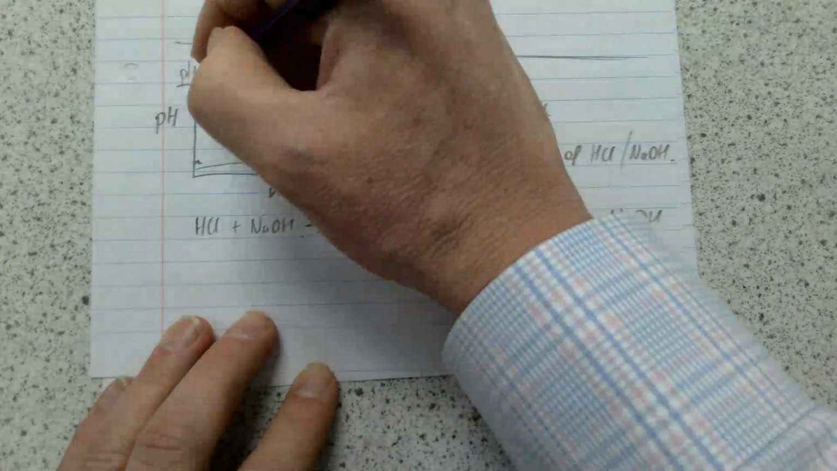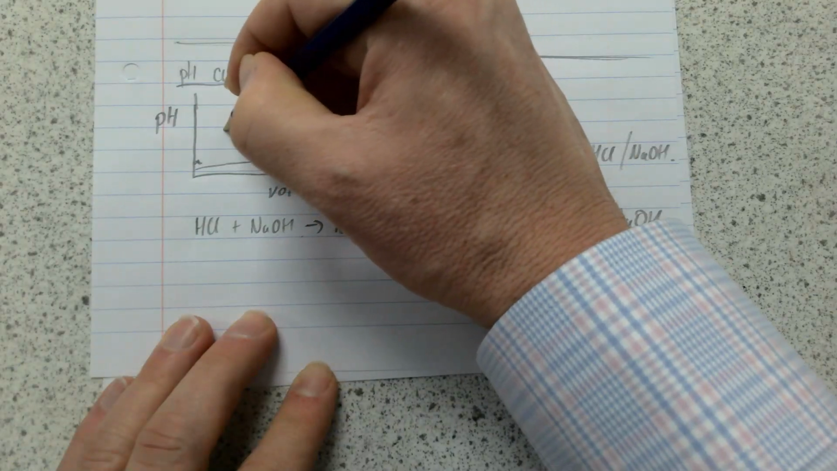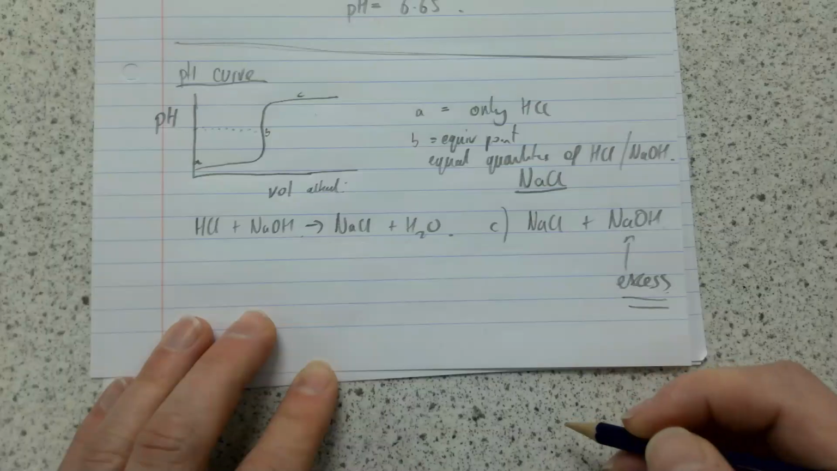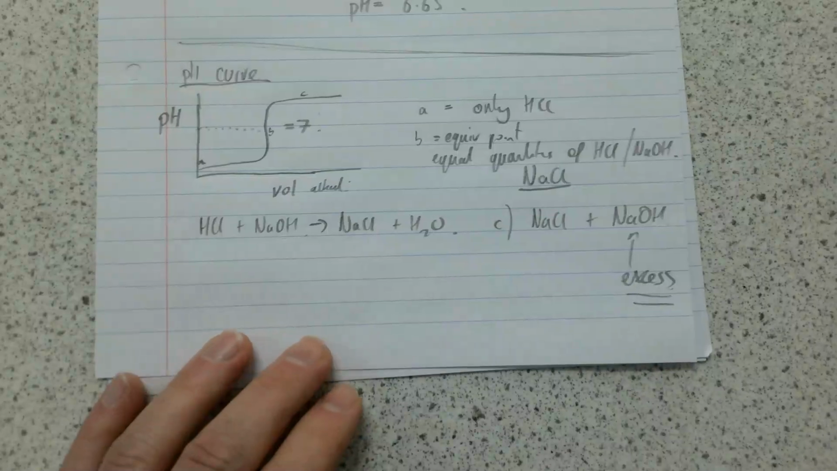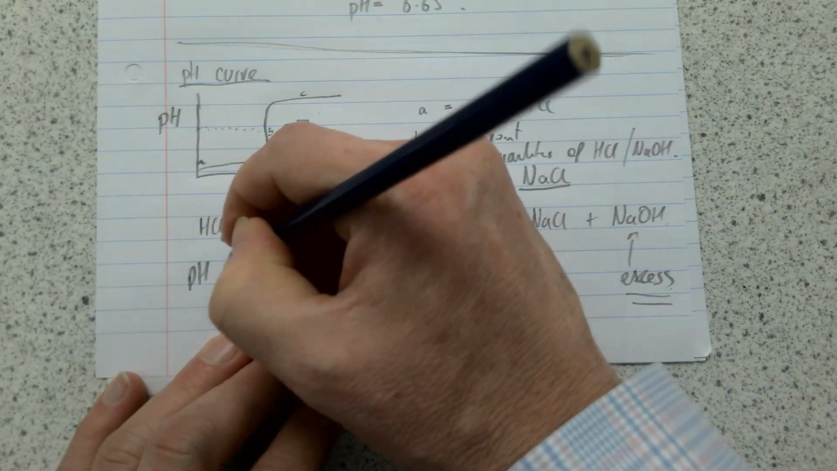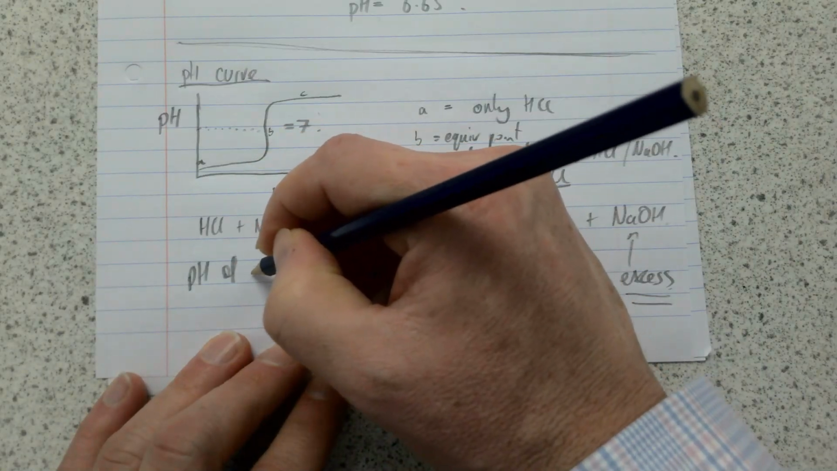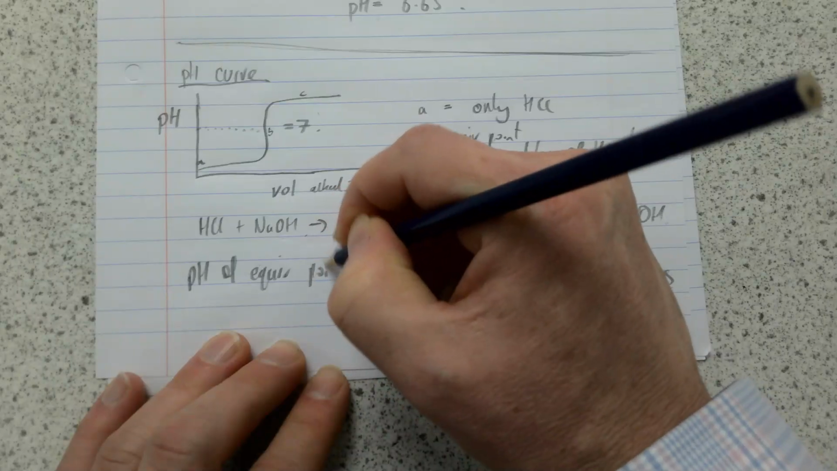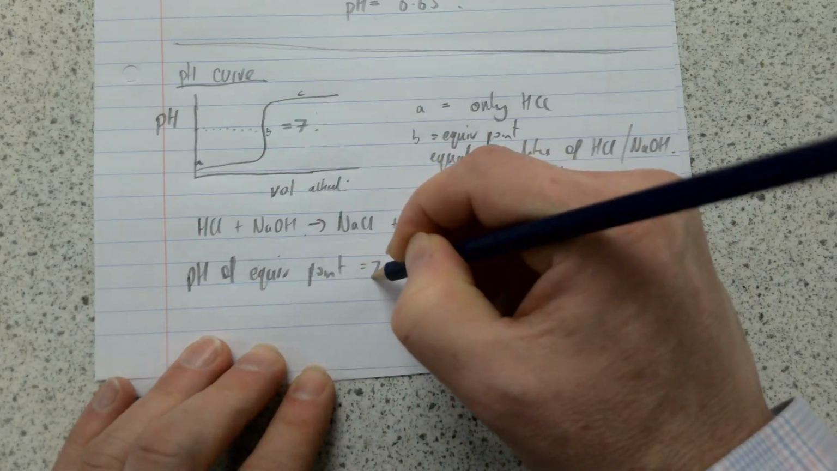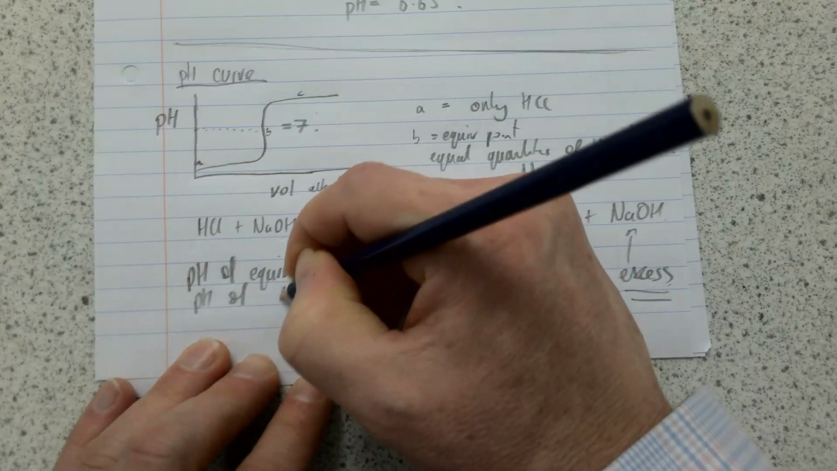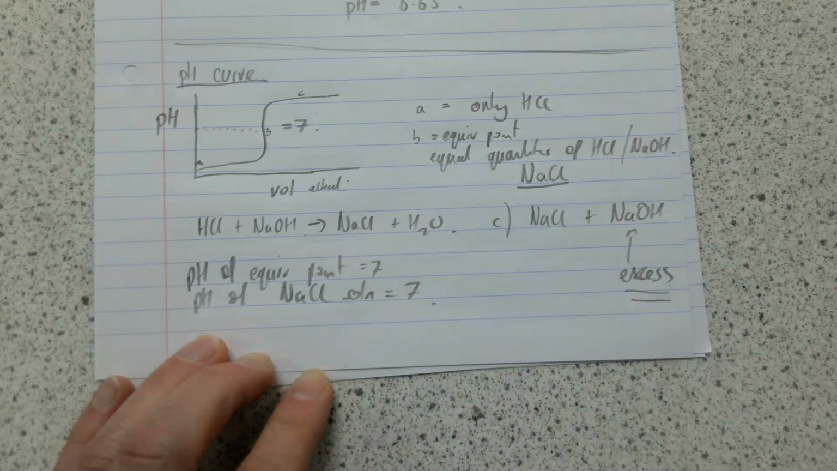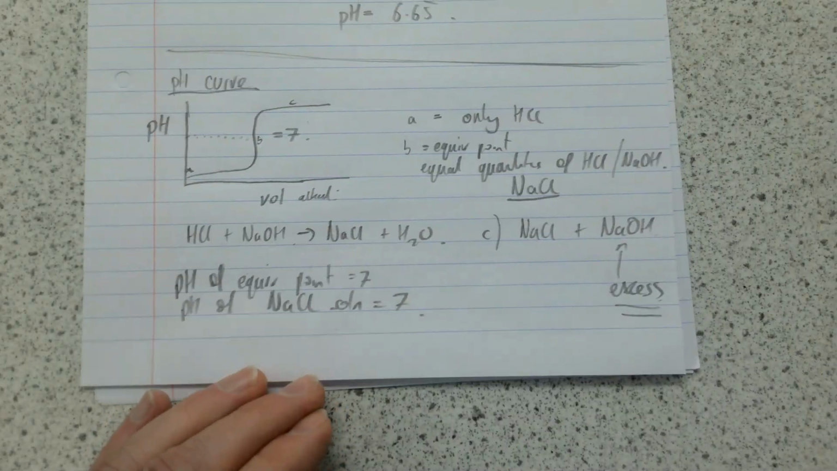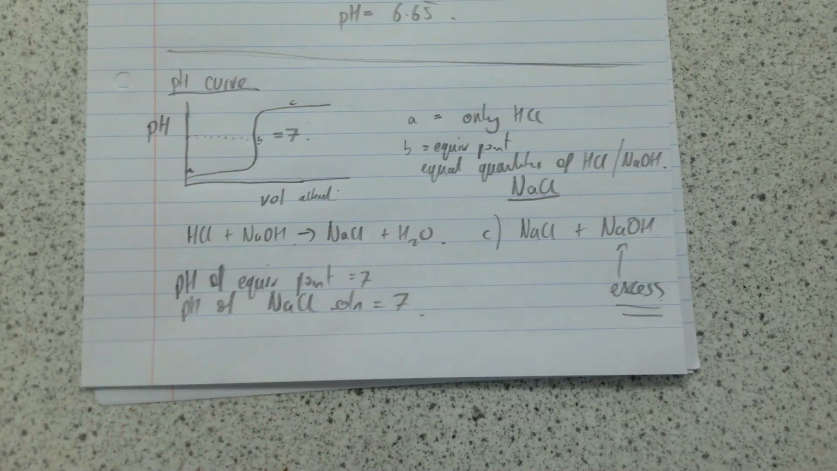And for a strong acid, strong alkali, the pH at that point is going to be equal to 7, right? And that's because the pH at the equivalence point, let's write it that way, equals 7, because the pH of sodium chloride solution is equal to 7. Sodium chloride is a neutral salt. So any salt that's made from a strong acid and strong alkali will have a pH of 7.